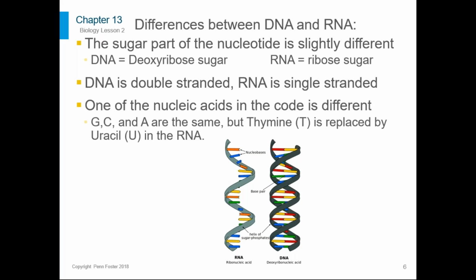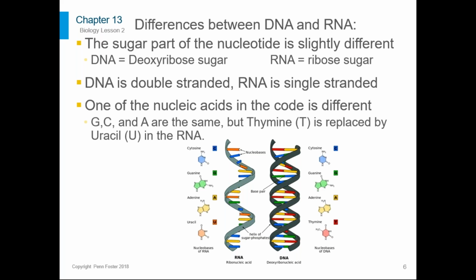And then one of the nucleic acids in the code is different. So in DNA, we have C, G, A, and T for cytosine, guanine, adenine, and thymine. But in RNA, that T is changed to U for uracil. So RNA has cytosine, guanine, adenine, and uracil. So it's the same code. It still matches up the same way where G and C bond together, and in DNA, A and T bond together, but with RNA, it's just A and U. It's just a replacement.